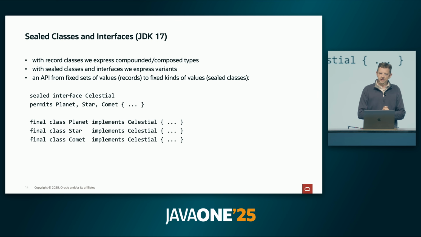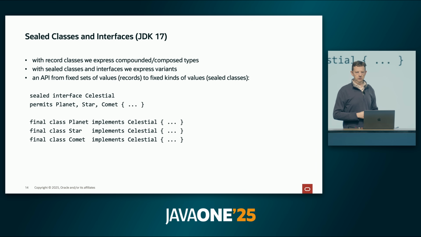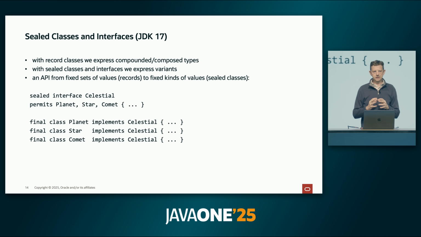Sealed classes and interfaces are kind of a complement to records. You think about what a record does. It takes multiple pieces of data and aggregates it into one object. What a sealed class or interface does is it takes multiple variants and gives you a common supertype that consists of exactly one of those variants.